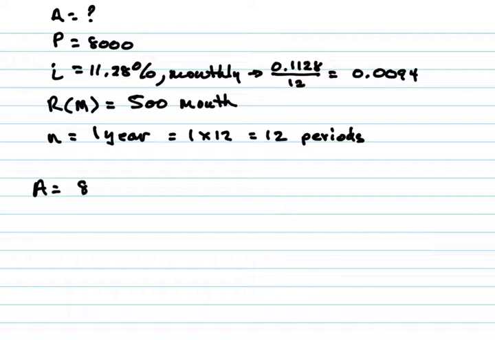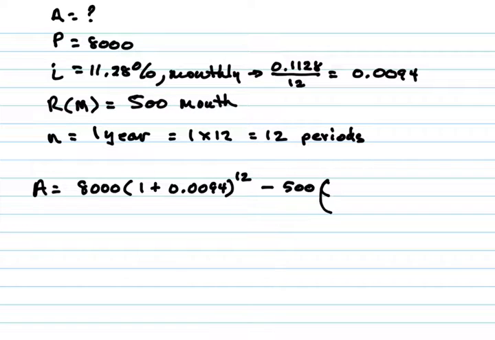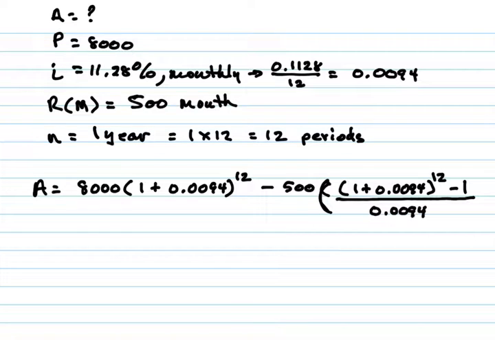So A equals 8,000 times (1 plus 0.0094) raised to the 12th power. Now, that's just the compound interest formula, right? Putting in the principal, 1 plus my interest raised to the nth power, minus my payment amount, which in this case is $500, times a big bracket, and in the top, (1 plus 0.0094) raised to the 12th power, minus 1, all divided by my I, which in this case is 0.0094.